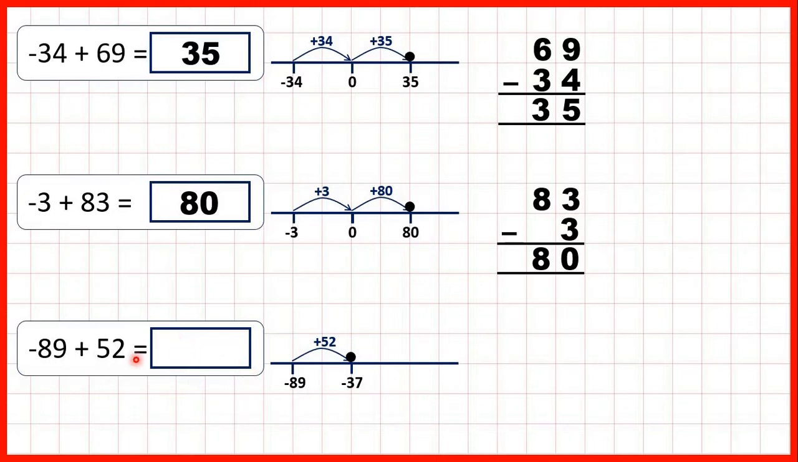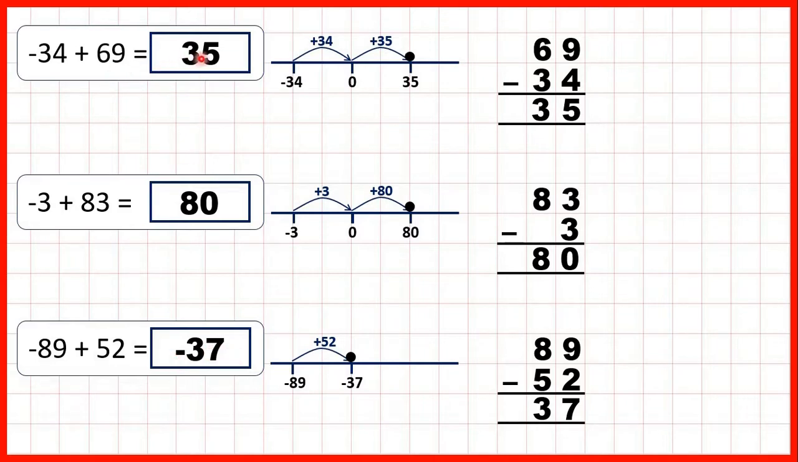Now what we can do to answer this question is work out 89 minus 52. 9 minus 2 is 7, and 8 minus 5 is 3. But because 52 is less than 89, we need to write a negative sign in front of our number. So our answer is minus 37.